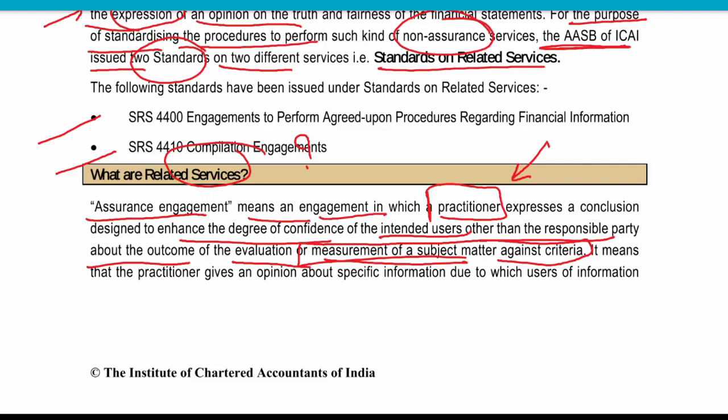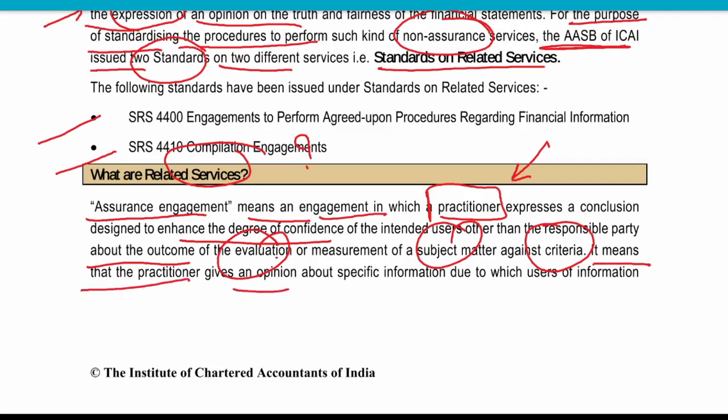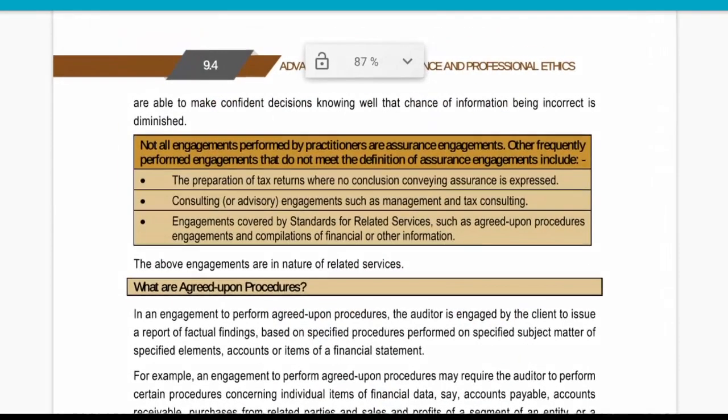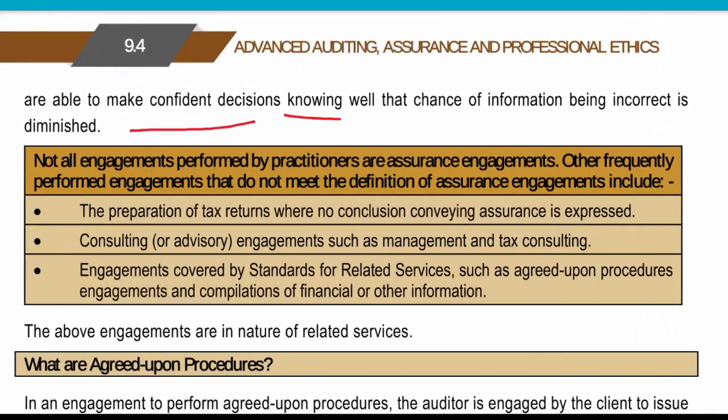Are you guys able to remember this thing, evaluation of subject matter against certain criteria? Yes, in PSU, it means that the practitioner gives an opinion about specific information, due to which users of information are able to make confident decisions. The chances of information being incorrect is diminished.